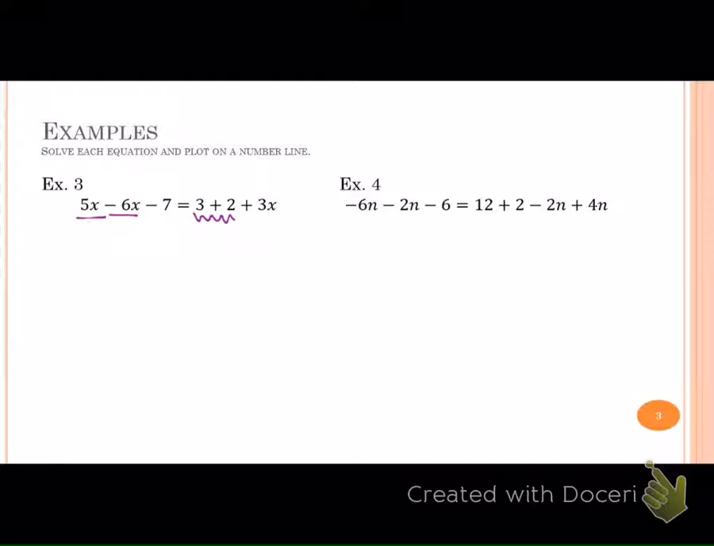So 5x minus 6x is negative x. If you want to put the 1 in front of there, you can. 3 plus 5, or 3 plus 2 is 5.